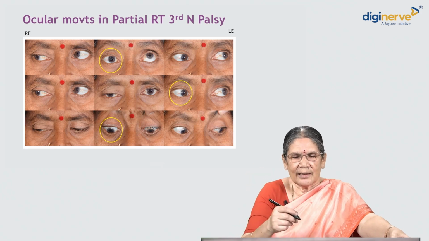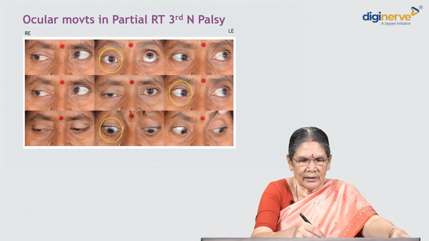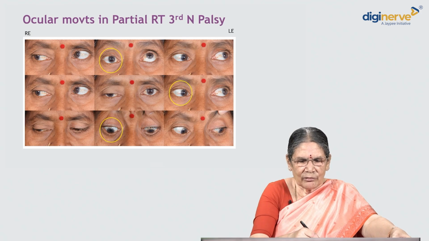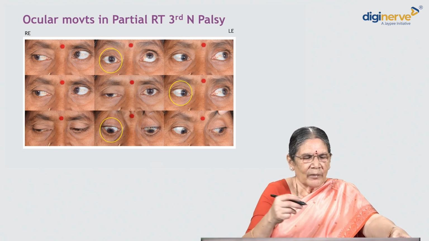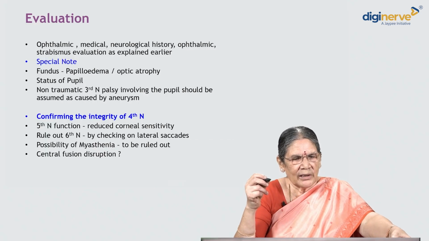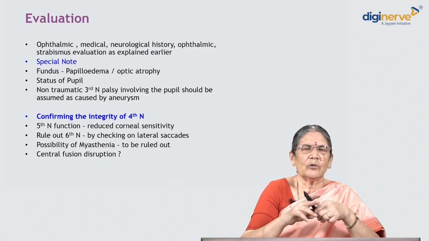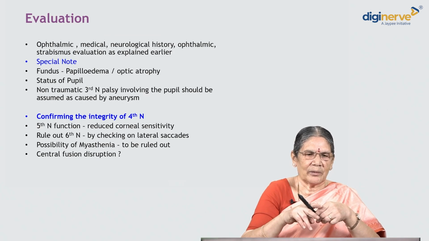And this is the lady whom we showed, this is a partial third nerve palsy. There is some amount of depression possible, some amount of elevation possible. So, it shows there is a partial recovery of it. So, how do we evaluate these people?